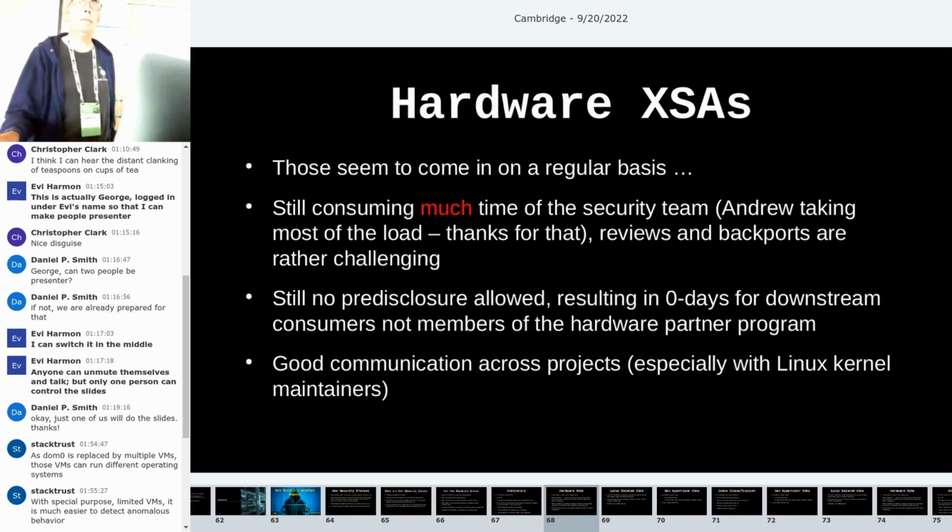Okay, the different topics, the hardware XSAs, basically the most famous ones. They seem to come in on a quite regular basis, so I can't say if it will ever end. Basically, it's a constant struggle between performance and security, as most of you will know. And sacrificing performance for security is something not seen by all parties the same way.